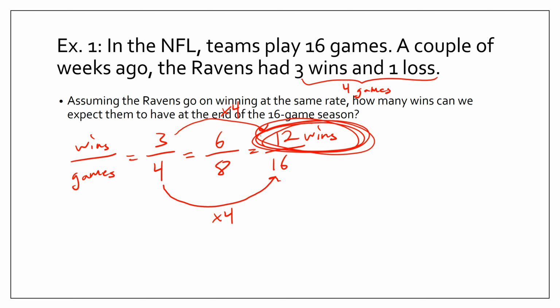And all I did was scale the ratio. If they've played 4 times as many games, 16 as compared with 4, they should have 4 times as many wins, 12 as compared with 3. So ratios, nice. We can scale them up, we can scale them down, just like with fractions.